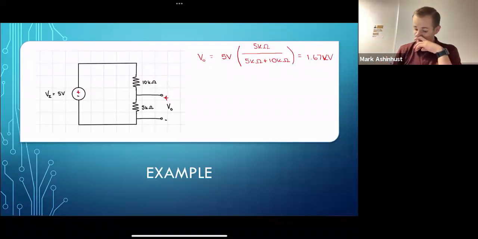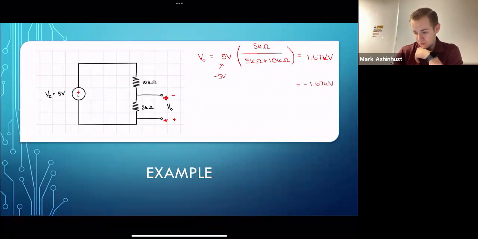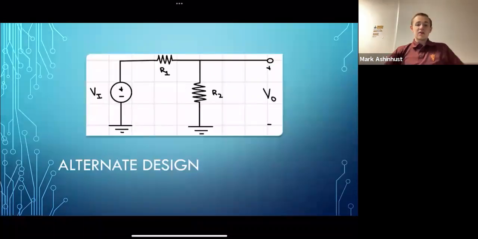Awesome. So, a quick thing here. What would happen if rather than that being the positive, we do a negative and a positive here? That would just change this to a negative 5 volts. And we would have negative 1.67 kilovolts. Awesome. So this is a little addition by me, because I know if I saw this at the time, I would have freaked out. I would have had absolutely no clue.